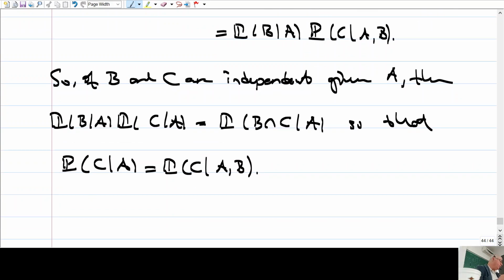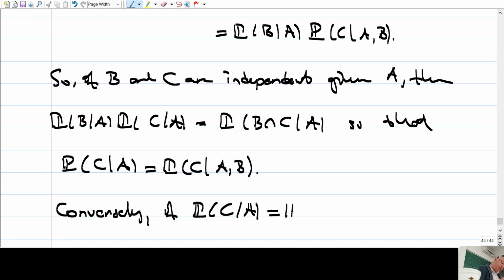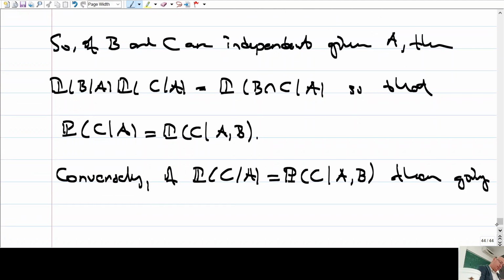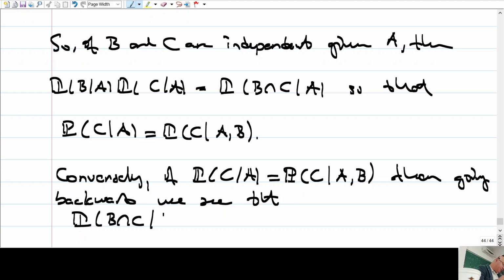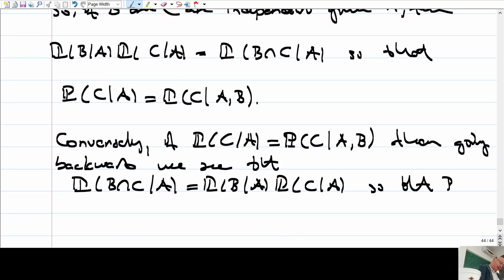Well, this is an if and only if statement, so we have to consider the other way around. Conversely, if P(C given A) is equal to P(C given A and B), then going backwards, we see that P(B intersection C given A) is equal to P(B given A) P(C given A), so that B and C are independent given A. Okay.